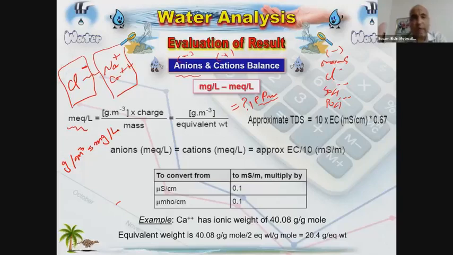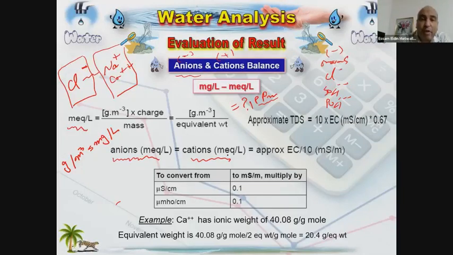When we finish our analysis, we have to ask ourselves, is the summation of anions equal to the summation of cations or not? We collect the anions and make a summation for anions, make a summation of cations, and see if we find the same value or not. If it is the same value, you are good. Your result is okay. Your stuff is okay. Your instrument is okay. Your lab is okay.